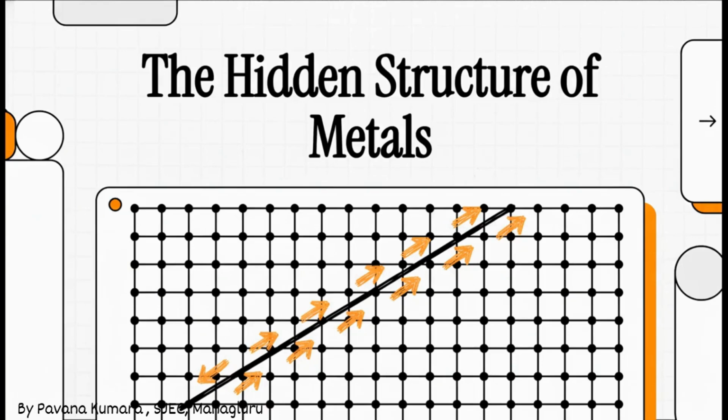Ever stop to think about what gives metal its amazing strength? Well, today we're diving way down to the atomic level. We're going to uncover this hidden architecture that explains why some things bend, while others just shatter.